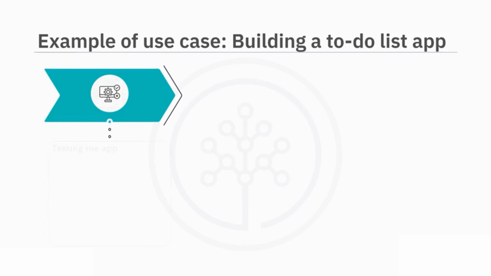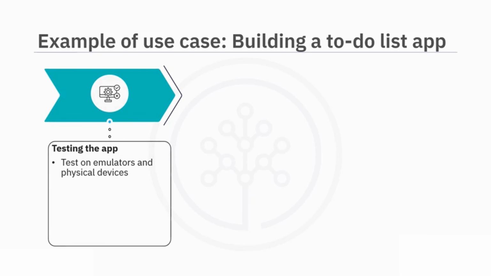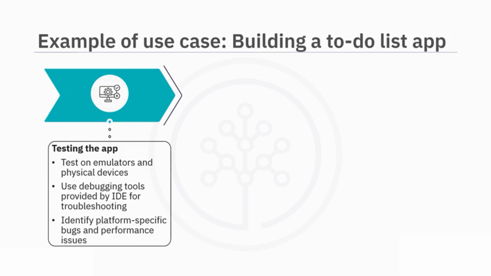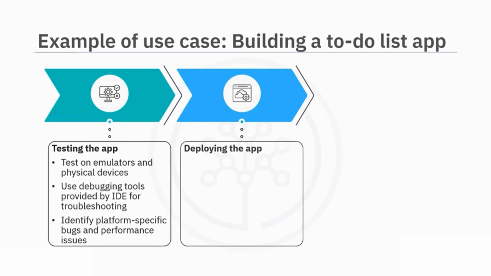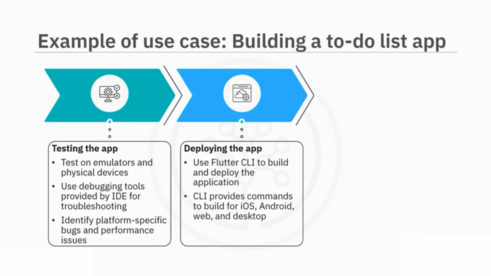After designing the UI, test the to-do list app on emulators and physical devices to ensure it works smoothly across different environments. You can use the debugging tools provided by the IDE to troubleshoot any type of issue. Regular testing on multiple devices helps identify platform-specific bugs and performance issues early. Finally, use Flutter CLI to build and deploy applications to multiple platforms. The CLI provides commands to build for iOS, Android, web, and desktop, ensuring that the app reaches a wide audience.